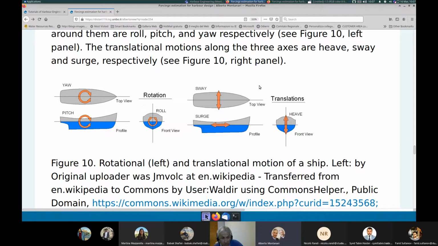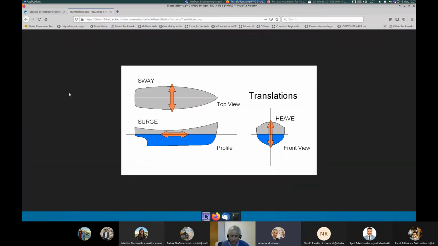And then let's talk about the translations. By the way, I realized that I forgot to discuss the technical terms of these 3 movements, the translations. So let's focus on the screen. Translations are called sway. It's the translation along the transversal axis. There is surge. Surge is a translation along the longitudinal axis. And then there is heave. Heave is translation along the vertical axis.